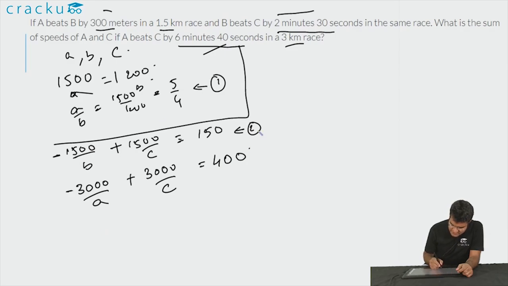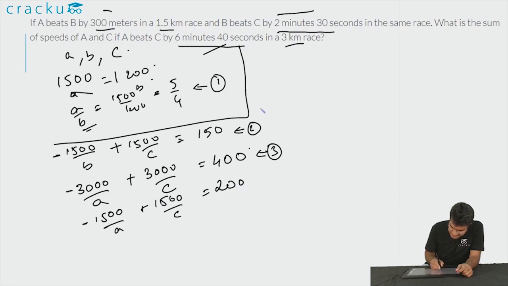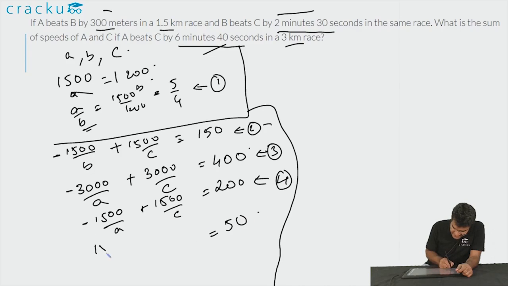Now we can solve the second equation and the third equation. We can simplify the third equation by dividing everything by 2, so that it makes it easier to eliminate c. We already have a relationship between a and b, so let us try to eliminate c. The third equation will transform to minus 1500 by a plus 1500 by c is equal to 200. If we subtract the second equation from this fourth equation, we get 1500 by b minus 1500 by a is equal to 50.